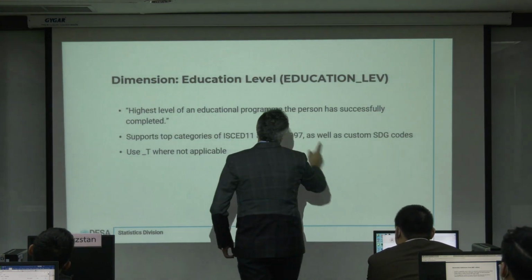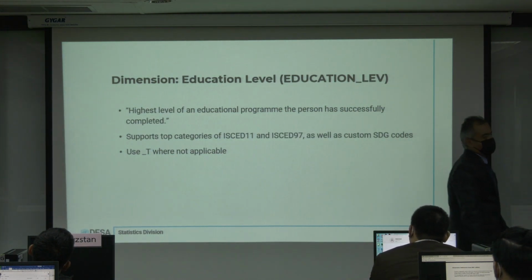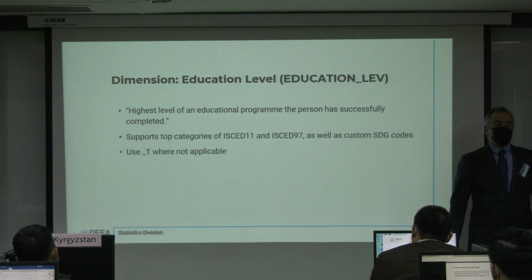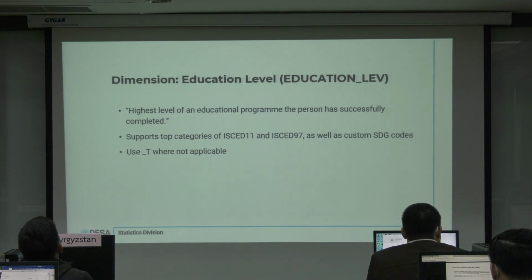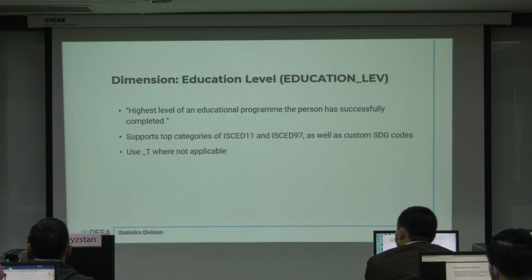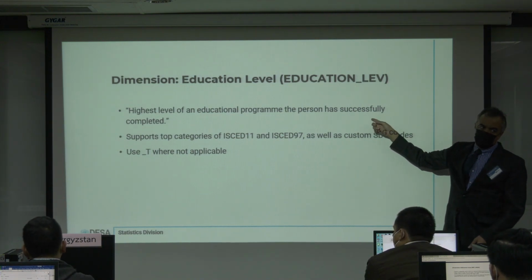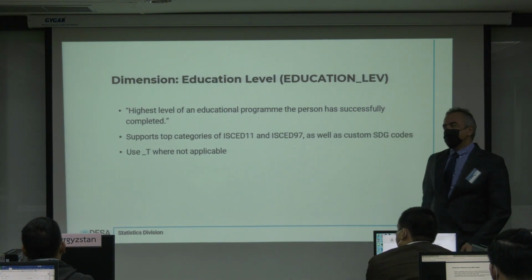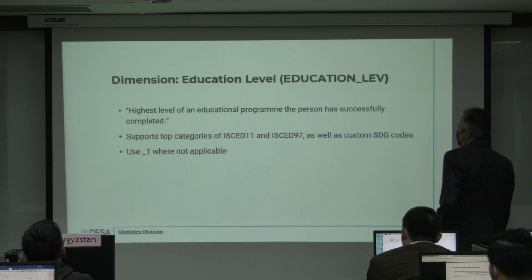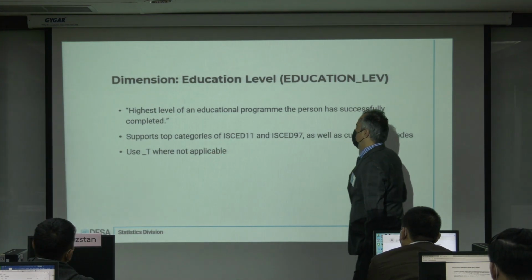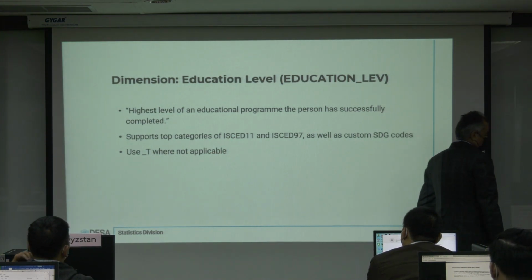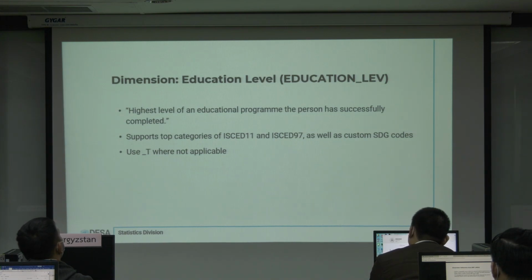Education level is the highest level of an educational program the person has successfully completed. In theory, in practice in the SDGs dataset, as in others, education level is also used to classify schools, such as primary schools, secondary schools. So not just persons, also establishments. But it's usually not a huge deal. It supports top categories of ISCED 11, ISCED 97, and custom education SDGs.